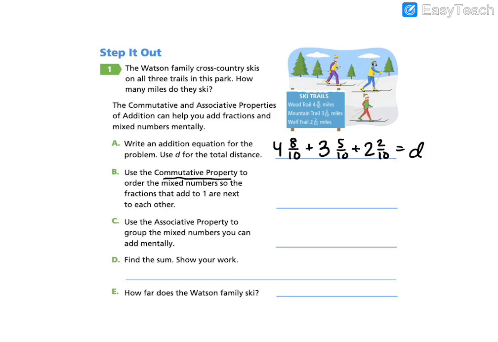Right? So if we use the commutative property to order the mixed numbers, so the fractions that add to 1 are next to each other. What does that mean? Do we see any fractions that will add to 1 whole? Right away, I see 8/10 and 2/10. So I'm going to use the commutative property to reorder these. So it says 4 8/10 plus 2 2/10 plus 3 5/10 will equal my total distance.